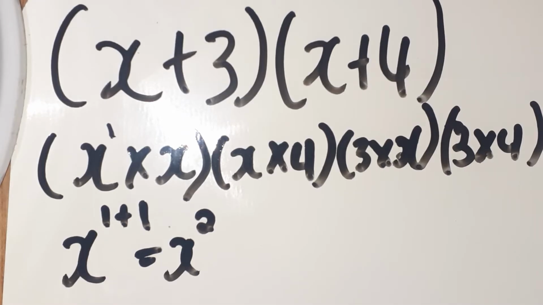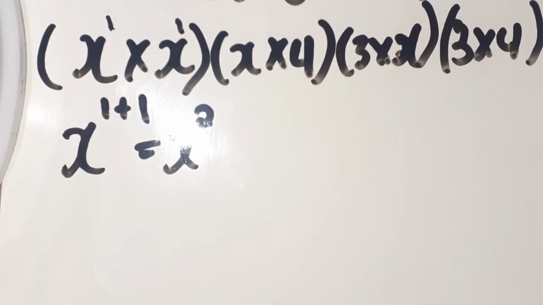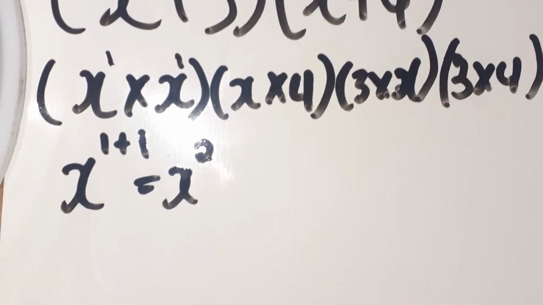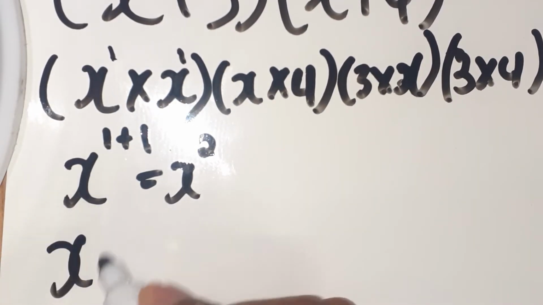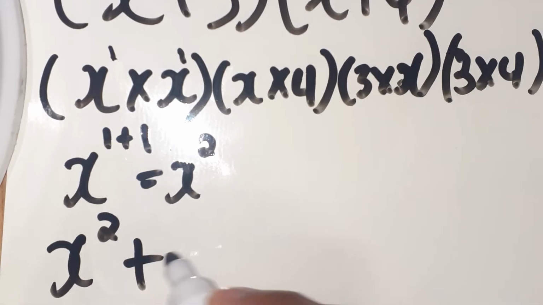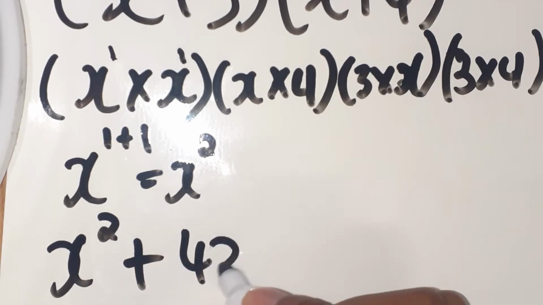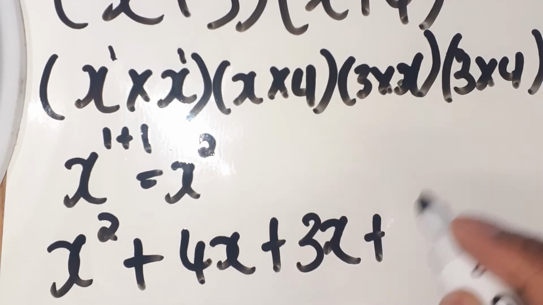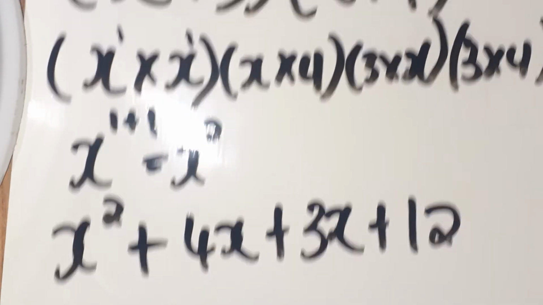If you want to know more about exponential laws, I made an entire video on that. Watch the algebra and the exponential laws one. It will be very helpful for you to get where we are now. So that will give you x squared, right? Here I will also write this as x squared plus x times 4, that's 4x, plus 3 times x, that's 3x, plus 3 times 4, and that is 12.